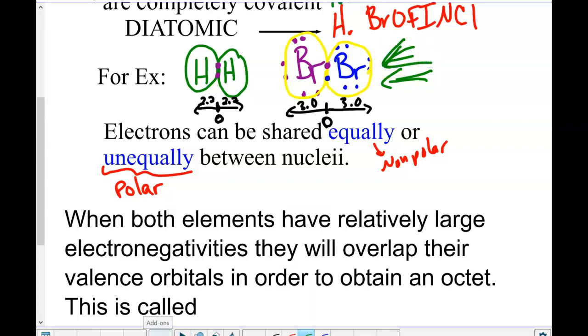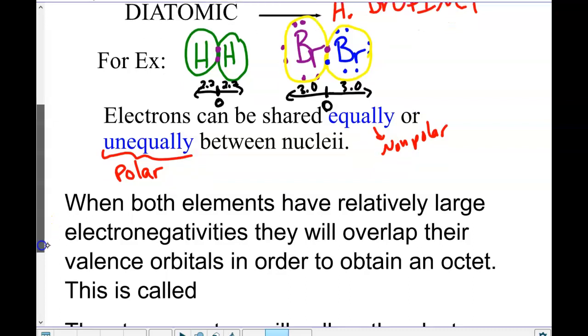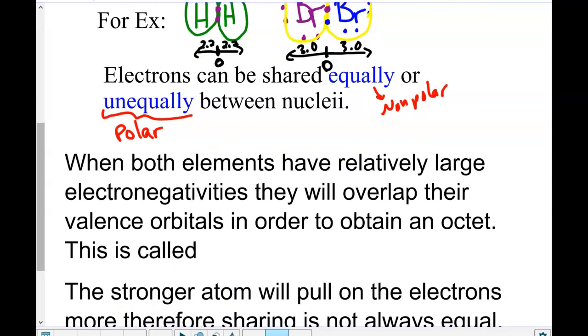what you'll notice is that the valence orbitals are overlapping, and they're doing that so that they can achieve an octet. They normally only have 7 valence electrons, but by overlapping and sharing an electron with each other, they both become stable, and that stability is found in the octet. So when you overlap your valence orbitals, we call that covalent bonding. They cooperate, they work together.